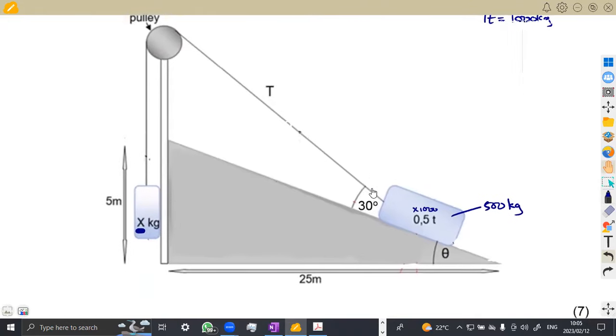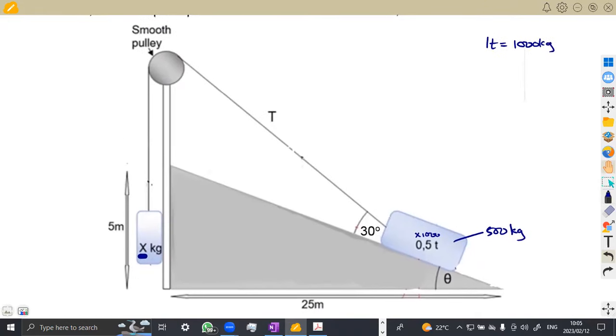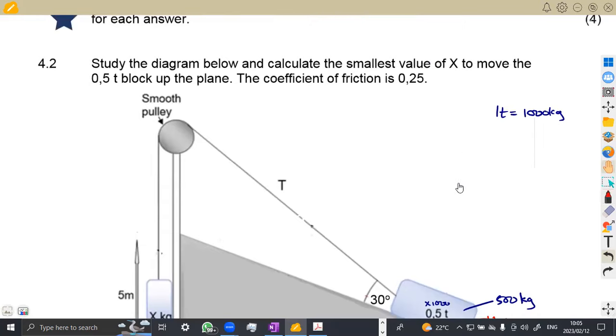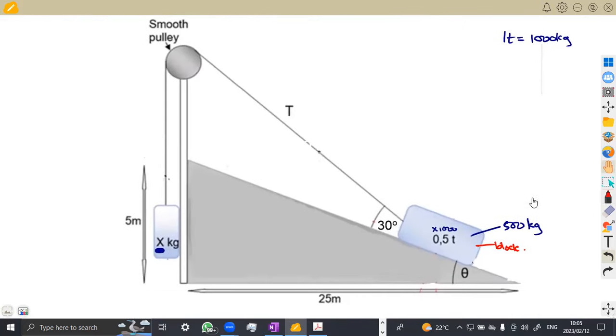Okay, so this is the block that we are referring to. That's our block here. Then the other part that we are given is the coefficient of friction, which is 0.25. So that's what you're given for the meantime. So the question is, what can be the smallest value of x? What is this x representing?